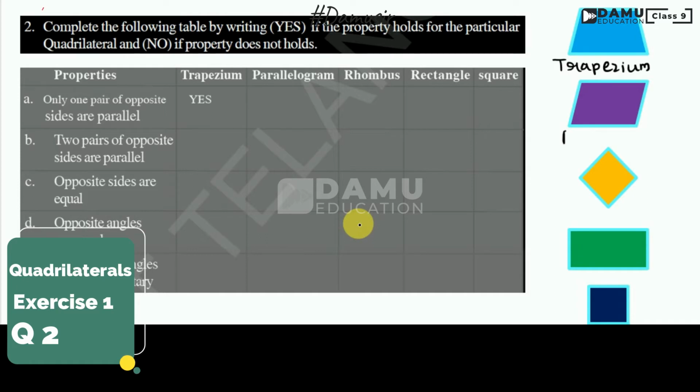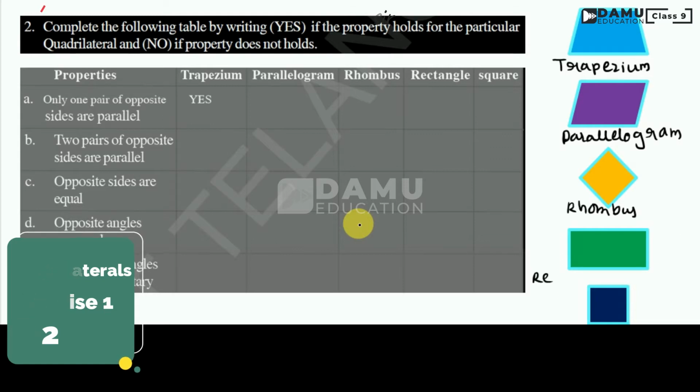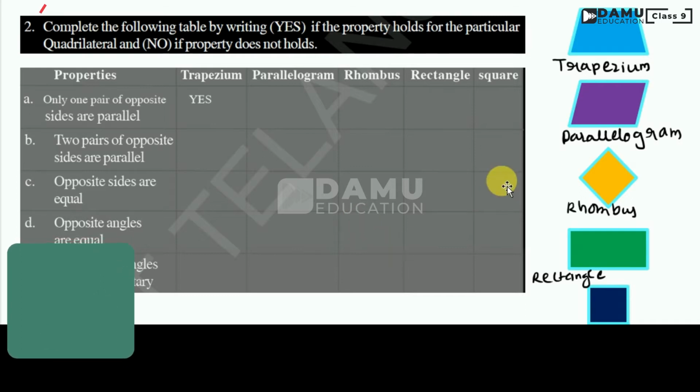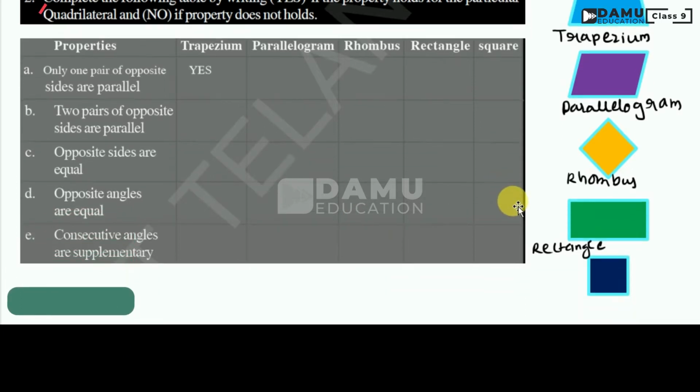Next one, as they have given, parallelogram. Next one, what is this? Rhombus. The next one, rectangle. Next one is what? Square. So this shape is square. So what can we write here?